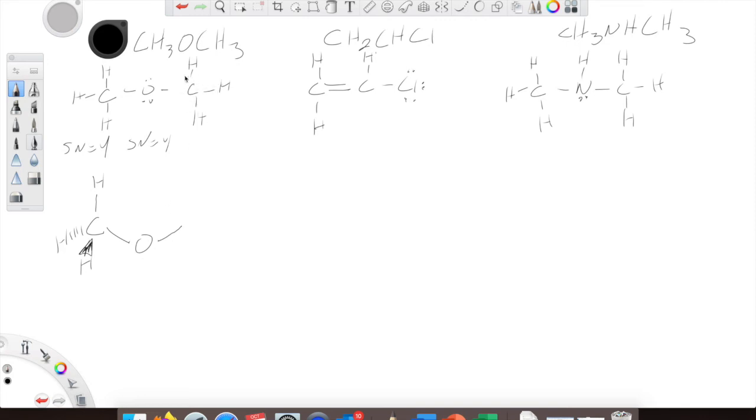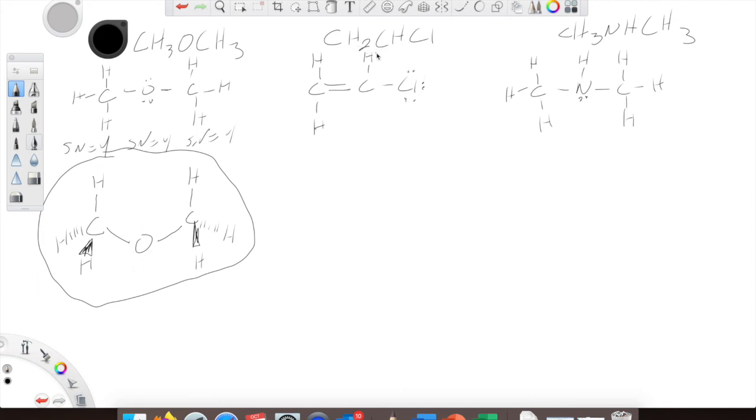Now, here is my other carbon, my third carbon. We have 1, 2, 3, 4 bonds to there. So of course we know by now that's going to be tetrahedral. So I've got my carbon. I'm going to have a hydrogen, 1 coming out, 1 going away from you. So here we have our molecular geometry for this molecule.